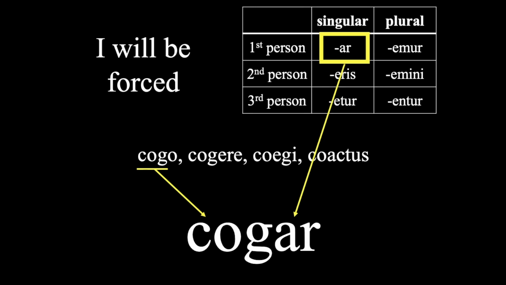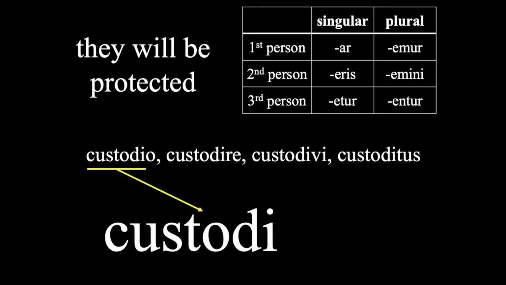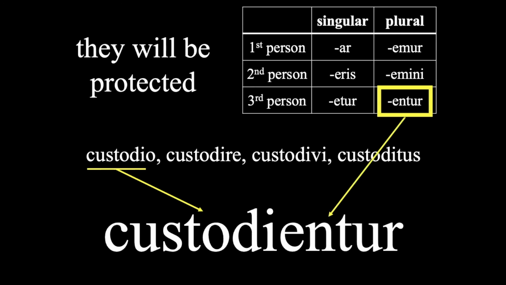All right, the next one. They will be protected. Fourth conjugation verb here. So since it's an IO verb, we'll just drop the o, take the rest of that. We'll add the third person plural ending, and we get custodientur.